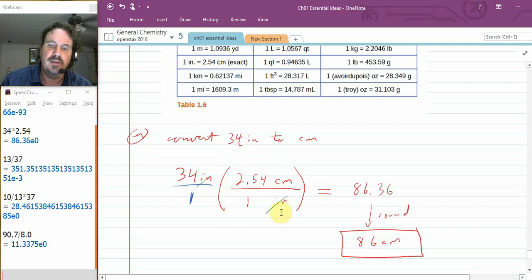Okay, so I'm going to multiply this by the number 1. All right, so I set it up. My inches cancel out, and there we go in green. My centimeters don't cancel, so that's why my answer is going to be in centimeters.